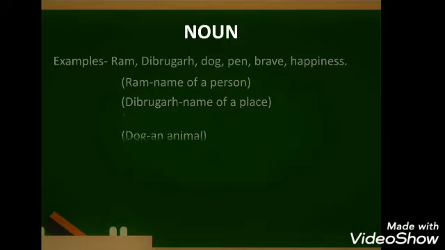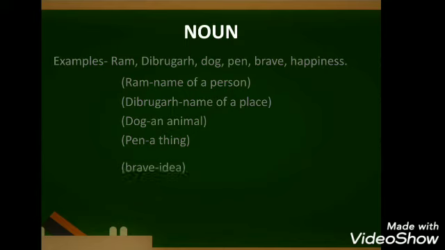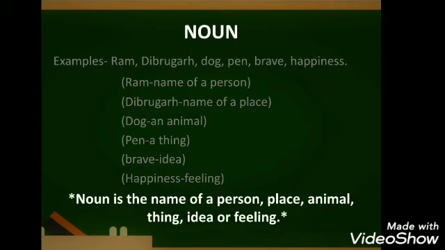Dog is an animal. And if we name a dog, for example as Tuffy or Jack, then that name is also a noun. Pen is a thing or an object. Brave is an idea. How brave that boy is. Happiness is a feeling. Therefore, noun is the name of a person, place, animal, thing, idea or feeling.